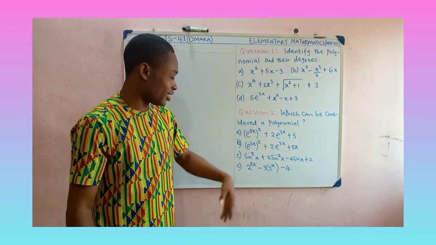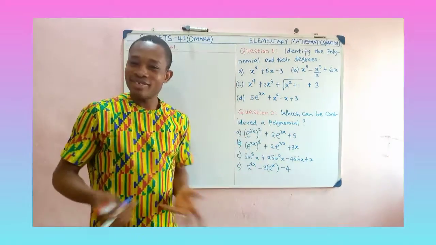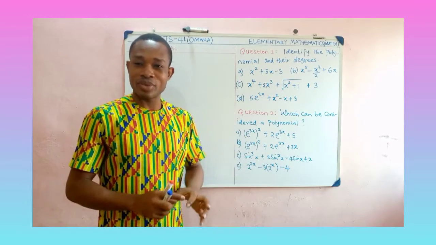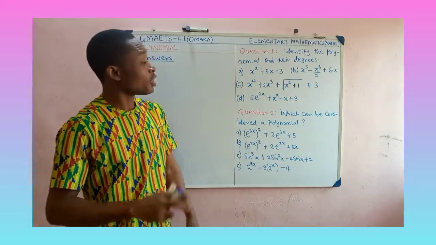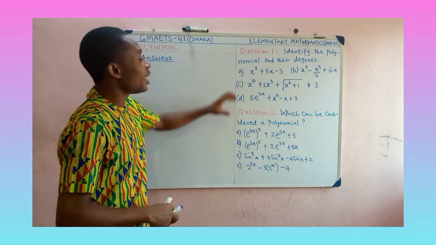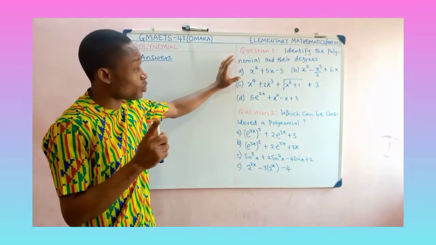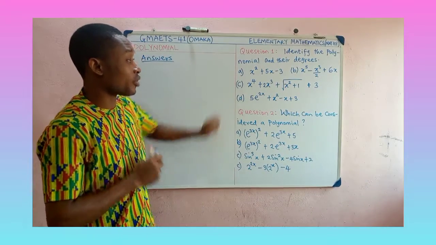If you see, it's not all about the simple expression we introduced earlier. So just looking at these, which ones can you call a polynomial? Alright, we'll come to question number 2 later. Let us first look at question number 1, where we have to identify the polynomial and their degree. So we'll start.